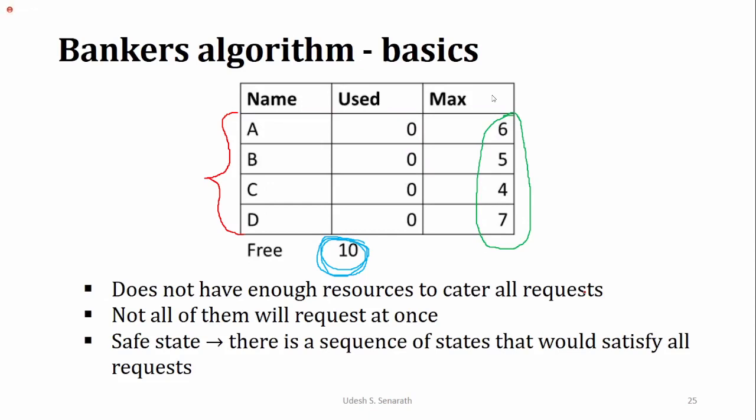Why? Because we only have 10 resources. Therefore, not all of them will request at once. So they are not requesting at once. Even if they requested at once, we cannot fulfill or address those requests because of the resource limitation, scarcity.